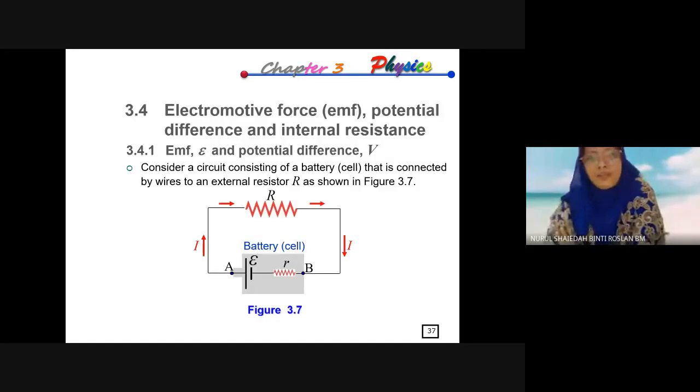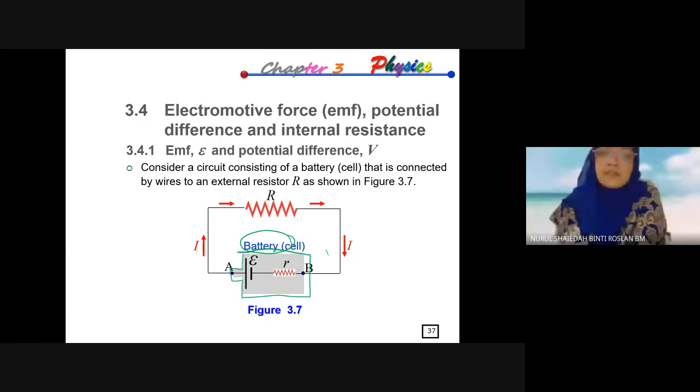Okay. So kita tengok kepada ni. Ada dua lagi benda yang you kena tahu. Okay, so ini adalah EMF, potential difference and internal resistance. If you look at this diagram, what do we have? We have battery. So ini simbol battery. Inside the battery kita ada internal resistance. Maksudnya di dalam battery ni ada internal. Internal ni selalu inside that object lah. Okay, R besar ni external resistor. So we have three characters here, EMF, internal resistance, external resistance.